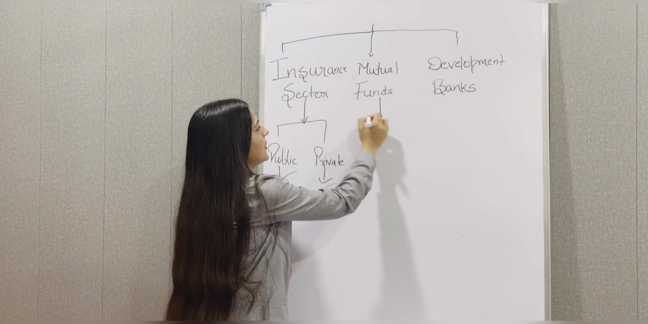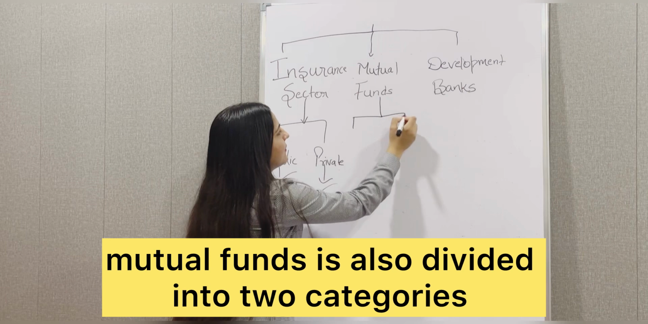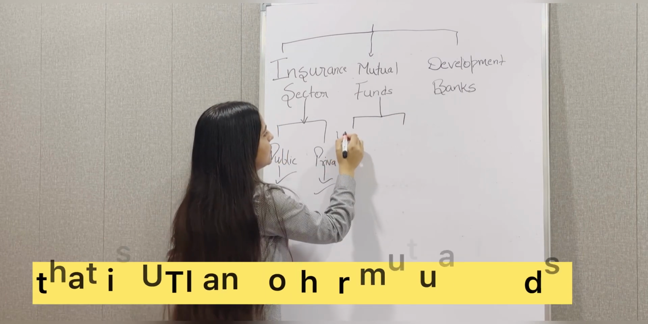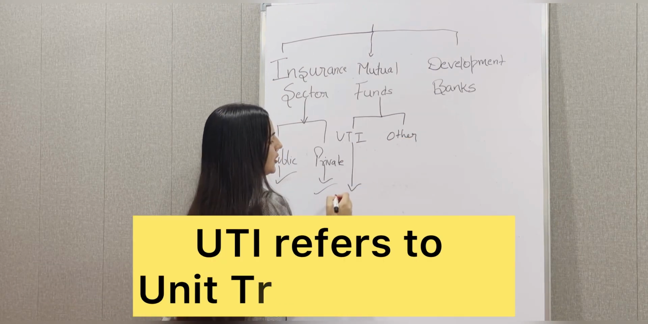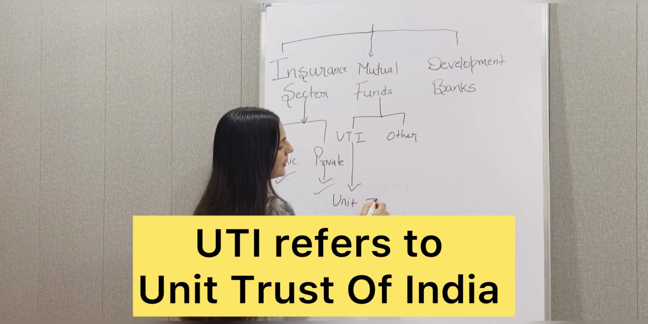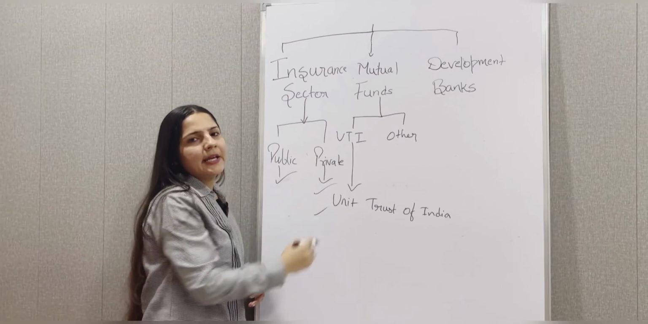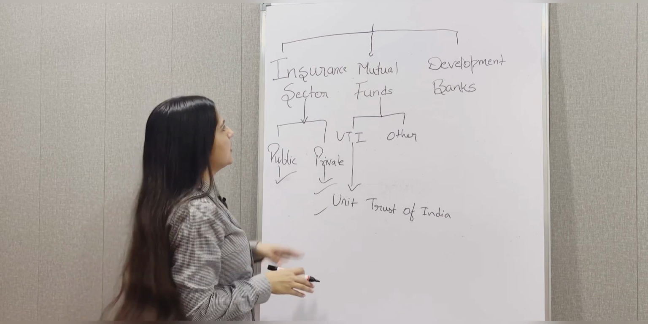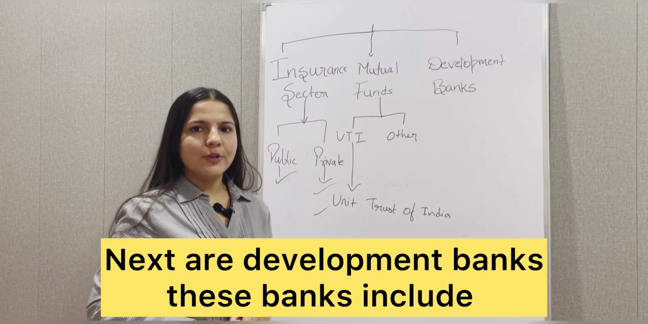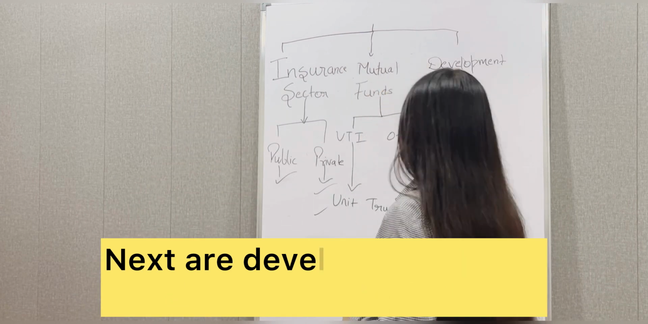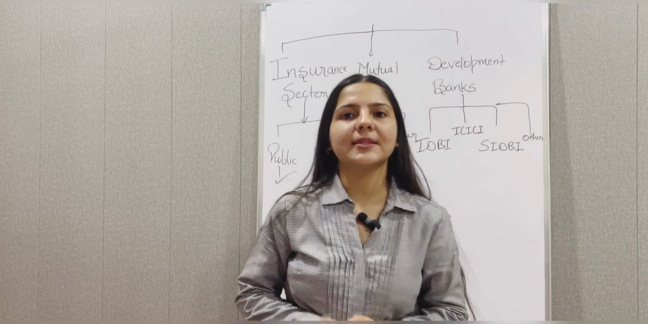Next are mutual funds. There are different kinds of mutual funds. Mutual funds are also divided into two categories, that is UTI and other mutual funds. UTI refers to Unit Trust of India. These are term lending institutions, and being one of the financial institutions, they are under the financial sector. The last one is development banks. These banks include IDBI, ICICI, SIDBI and other banks under it.